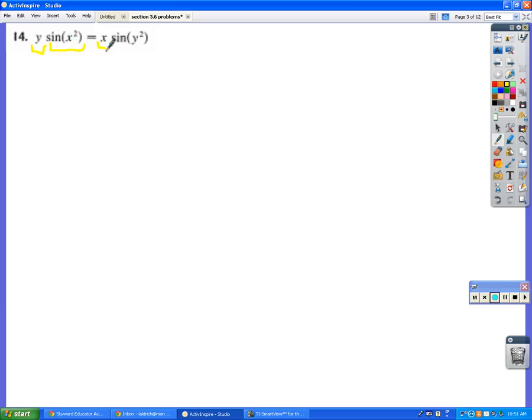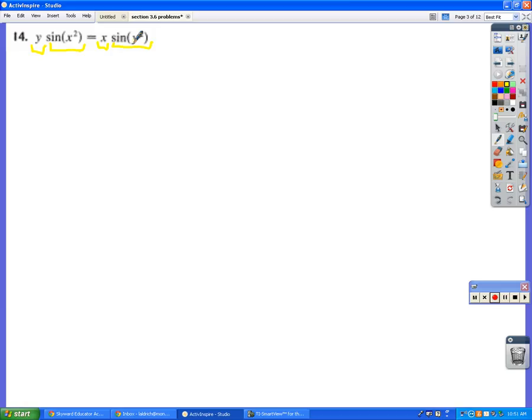Same dealio over here. This is the first one, and here's the second one, and then you have the chain rule inside there because it's the sine of y squared also. So we are using implicit differentiation, we are using the product rule, and we're using the chain rule, okay? All in one. So it doesn't get much better than this, okay?